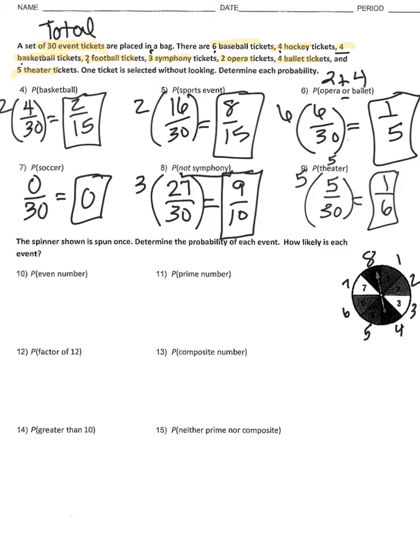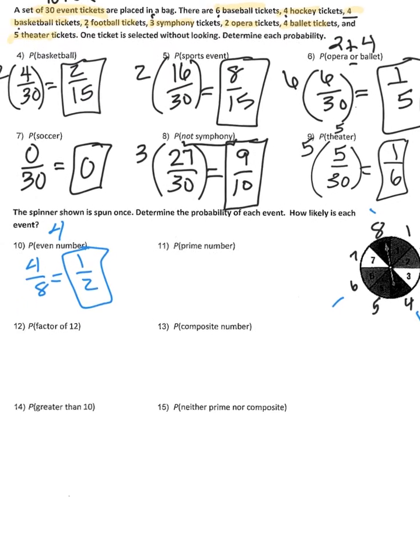So the probability of an even number being pulled. So I've got 1, 2, 3. That's not an even number. 1, 2, 3, 4. So I've got 4 even numbers out of 8. So reduce that down 1/2. So there's a 50% chance that that's going to occur, that you'll land on an even number rather than an odd.